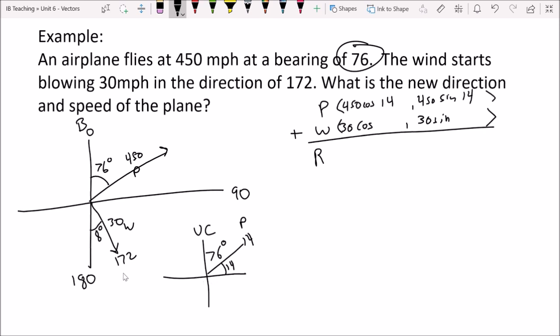And then I'm going to draw in the wind vector as well. And if that's 8, I remember on the unit circle, that's 0, that's 180, that's 270, which means this is 278. So I can go drop 278 over here now. And so now that these vectors are totally filled in, it's calculator time. Let's do the addition. Let's find the resulting vector. So 450 cosine 14 plus 30 cosine 278. And we get 440.8.